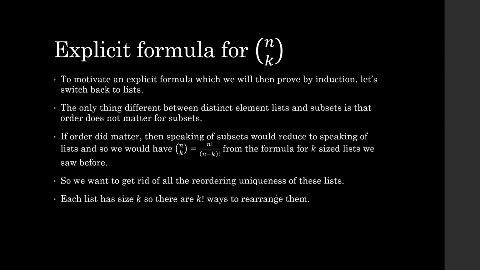And so, each list has size k, and so there are k factorial ways to rearrange them. So what we're going to want to do is divide this whole thing by k factorial, because we're removing all the rearrangements. So dividing by k factorial gets rid of reordering, so it gives us n choose k equals n factorial over k factorial times (n minus k) factorial.